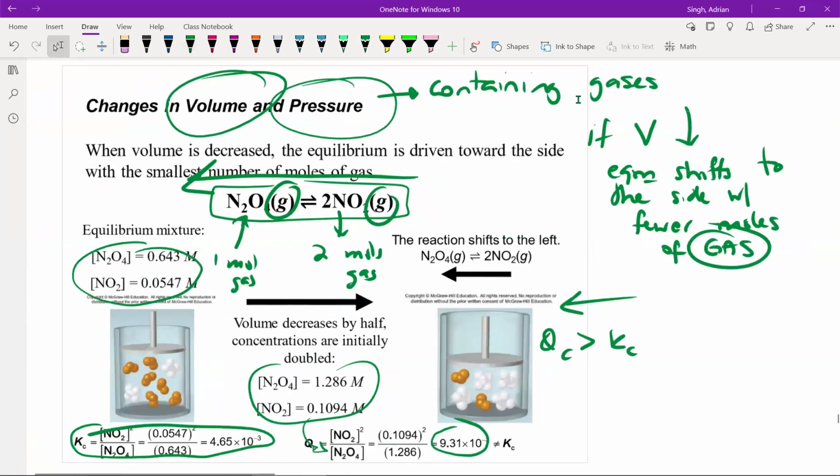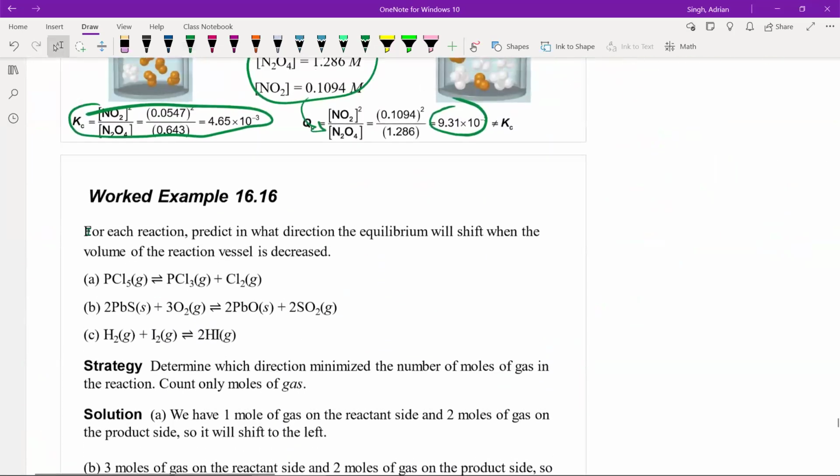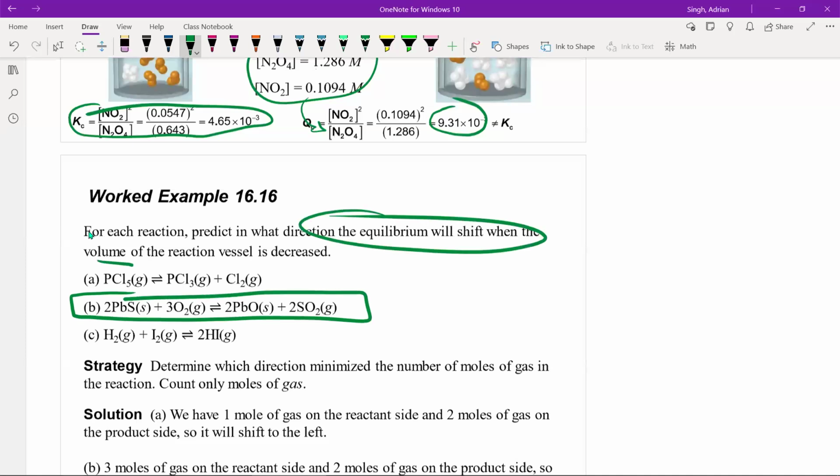Let's take a look at maybe one or two examples here. Let's take a look at the second one. This is our equilibrium system, and we're looking at in which direction the equilibrium will shift when the volume of the reaction vessel is decreased. So volume is going down, and according to the principle we just talked about, equilibrium shifts towards the side with the fewer moles of gas. In this example, on the right side of the equation we have 2 moles of SO2 gas, and on the left side we have 3 moles of O2 gas. We're not concerned with the solids.